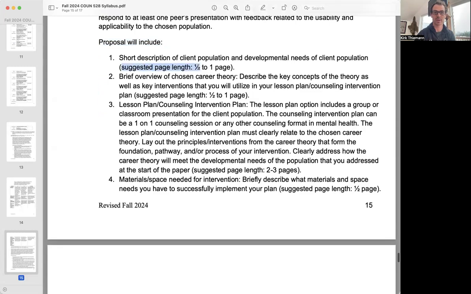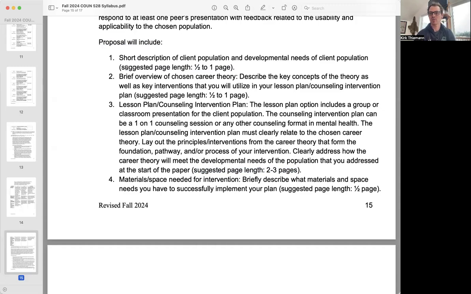And I give a suggested page length, and that's emphasizing what I'm most looking towards. The suggested page length is 2 to 3 pages for the actual lesson plan or counseling intervention plan. So make sure you emphasize that and give that the space it needs. Sometimes when students in the past haven't gotten full points, it's usually because they've given way more emphasis to one of these other areas and not really highlighted the counseling intervention plan in as much detail. So I'll go through these briefly.